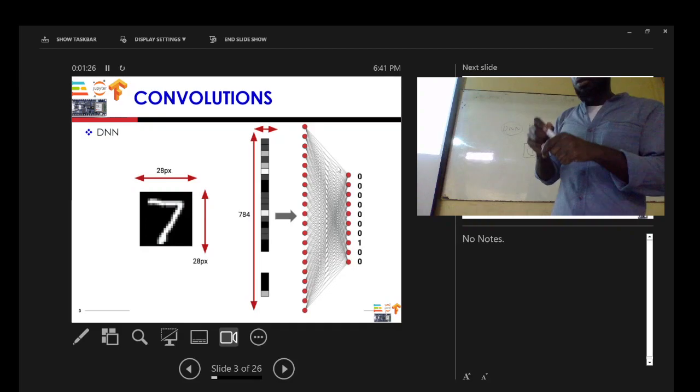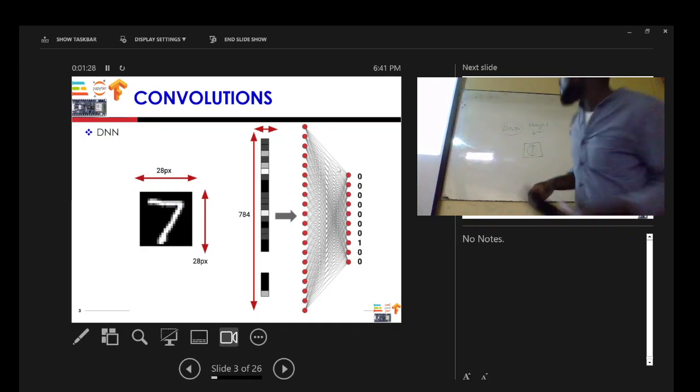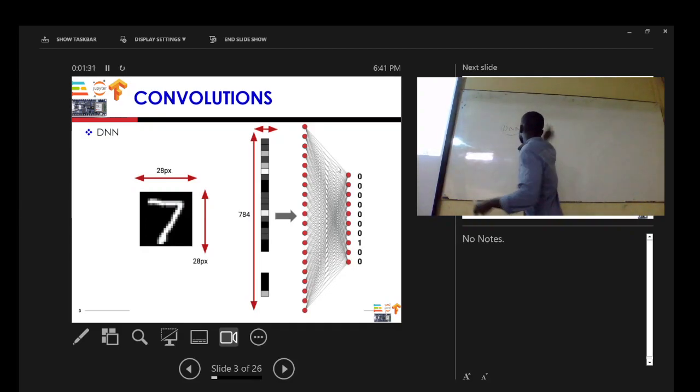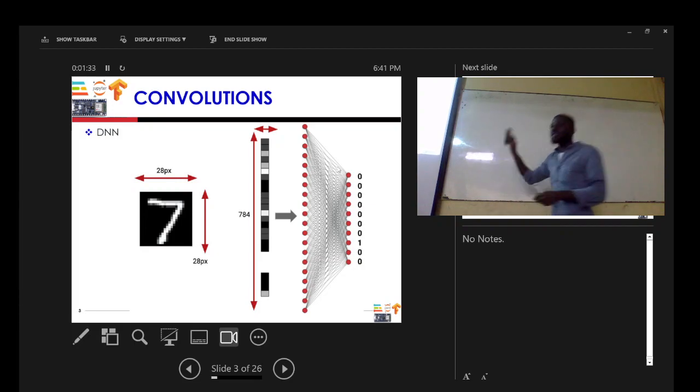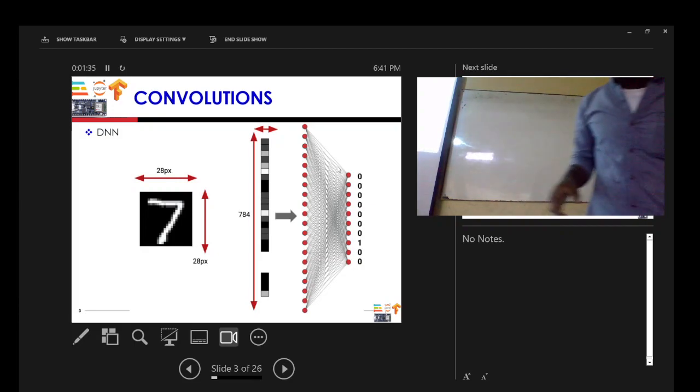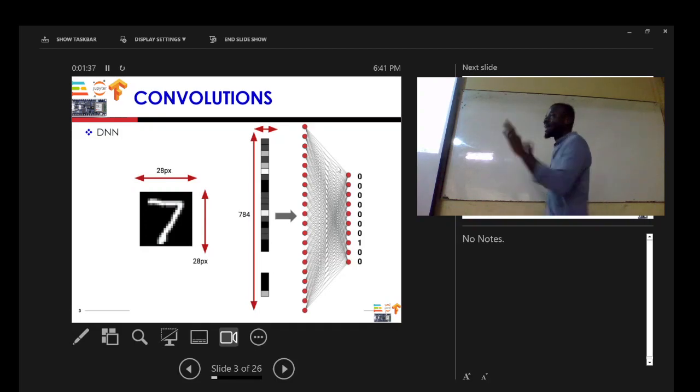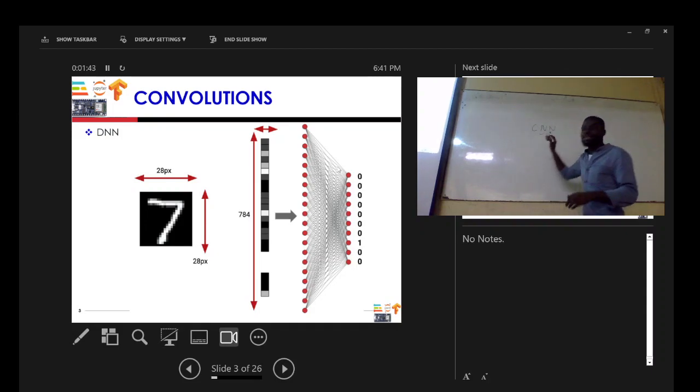So now, what do you normally do? Instead of using the dense neural network, we use another layer called the convolutional neural network, CNN.